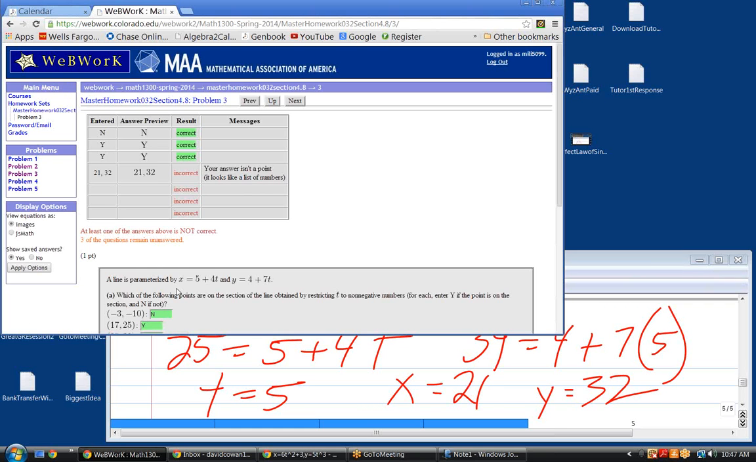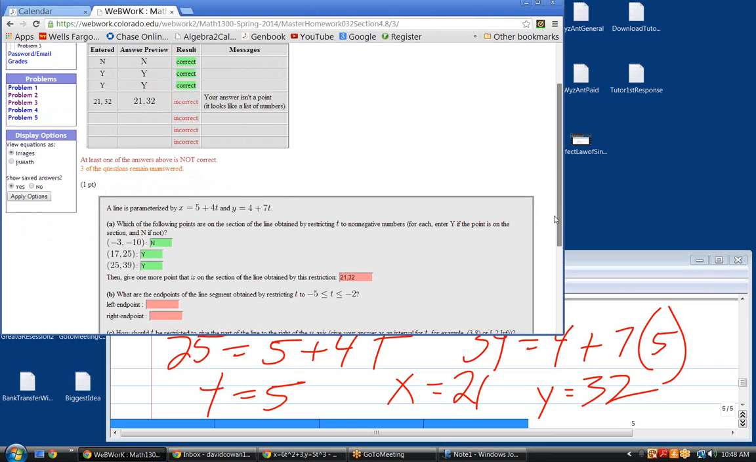Your answer isn't a point? Bring it to just one number. Maybe they want t. Give one more point that is on the section of the line. I need parentheses. I didn't put parentheses on it.